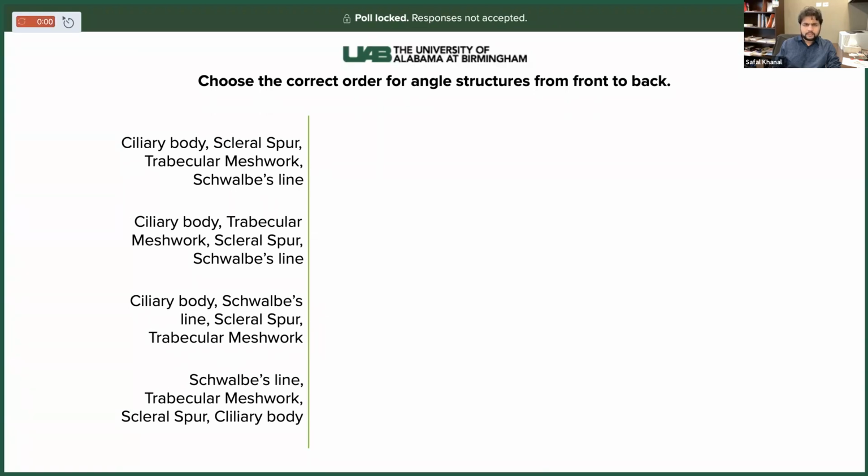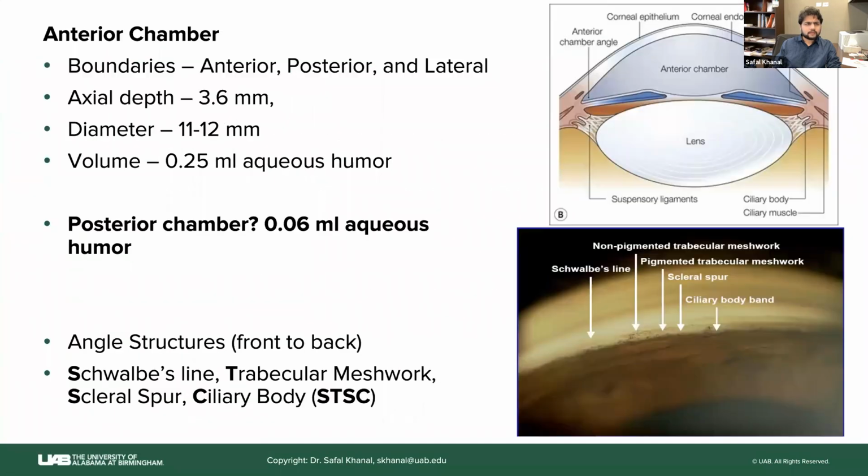So let's look at the structures from front to back. But before that, let's talk a little bit about the dimensions of the anterior chamber and the boundaries of the anterior chamber. The anterior boundary is, of course, the corneal endothelium. The posterior boundary is formed by the iris. The axial depth is around 3.6 millimeters, and the diameter is around 11-12 millimeters. It holds around 0.25 milliliters of aqueous humor.